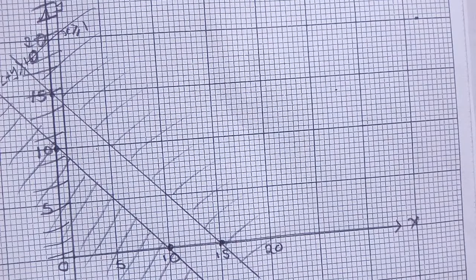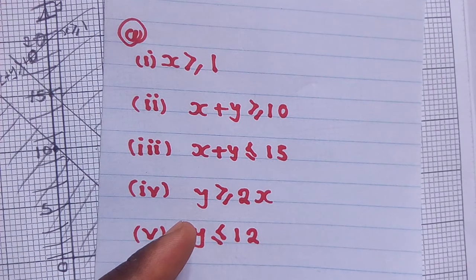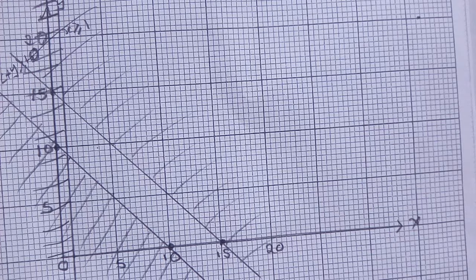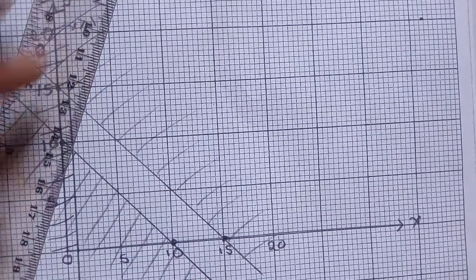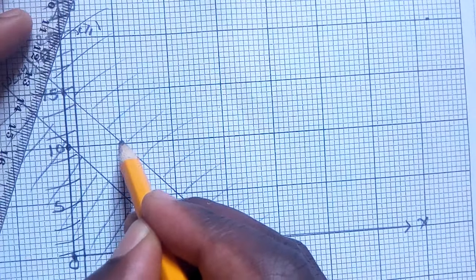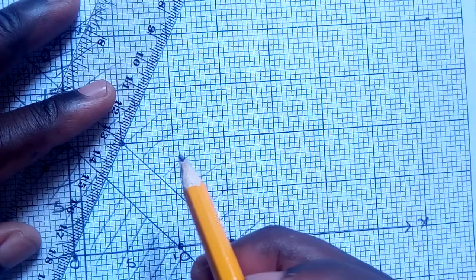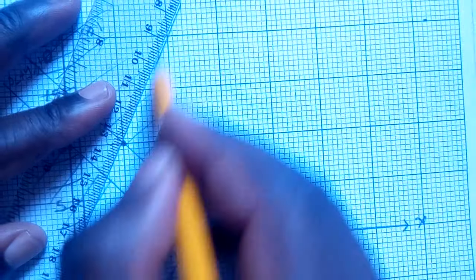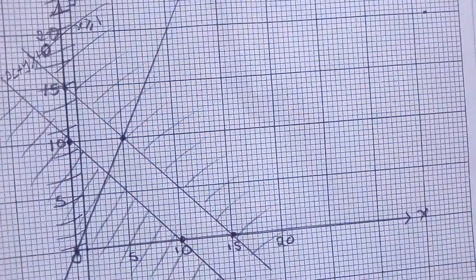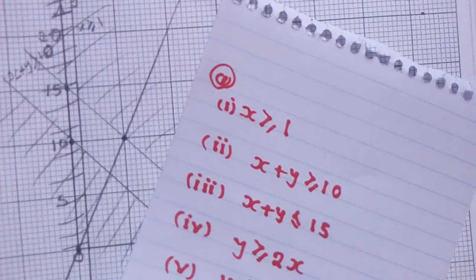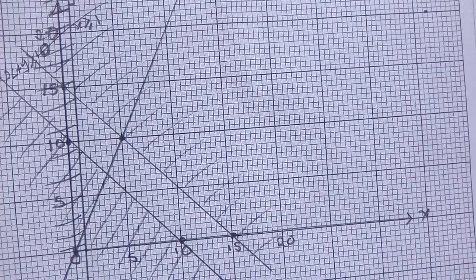All right, so next we shade y is greater or equal to 2x, which is number 4. So y is greater or equal to 2x. It will pass through 0 and here, so it will look like this. Okay, so now which part are we supposed to shade? Greater. We're supposed to shade the bottom part here.